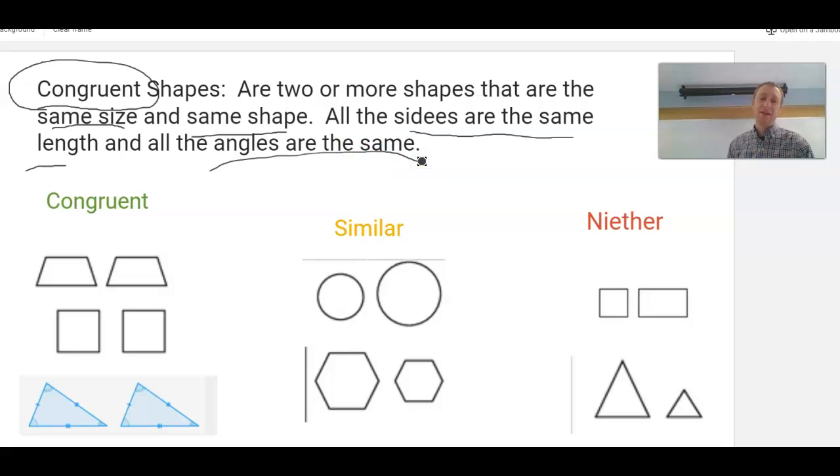So everything's the same, right? So these are congruent, right? 1 and 2 are congruent, right? This side matches up, this side matches up, the angle and the length matches up, right?